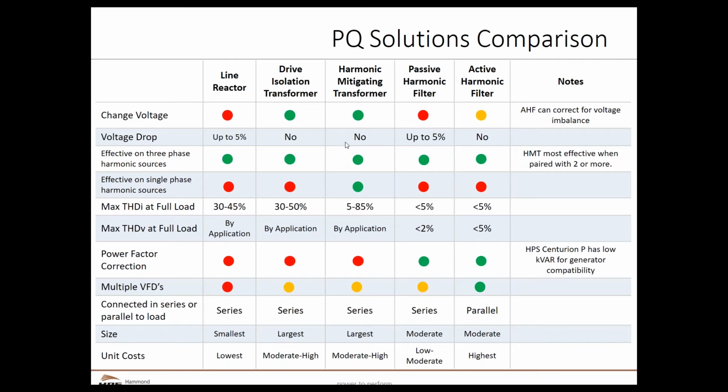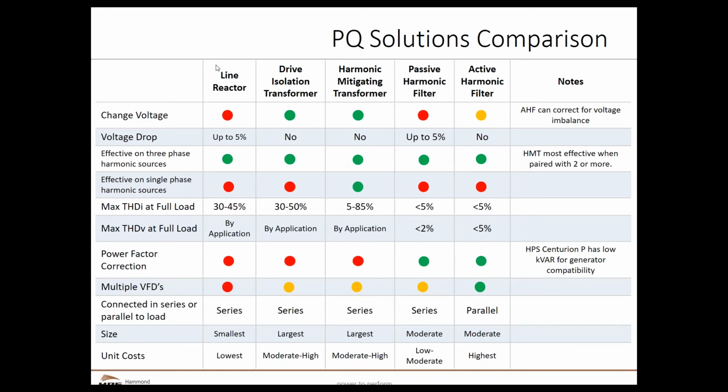A line reactor or a passive harmonic filter does not allow you to change the voltage, but transformers do. Line reactors, isolation transformers, and passive or active filters are effective on 3-phase harmonic sources, but not on single-phase sources. In order to achieve significant reduction of harmonic currents, you need a passive or active harmonic filter, and that will not be achieved with a line reactor or isolation transformer. Line reactors or transformers will not correct the power factor, but passive or active filters will.